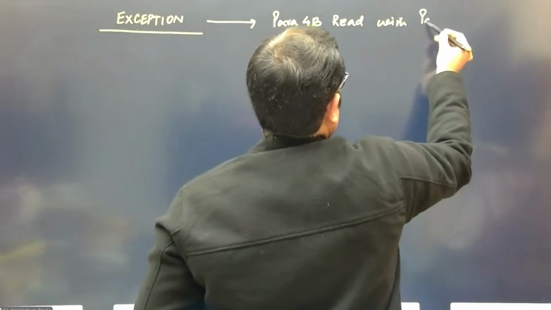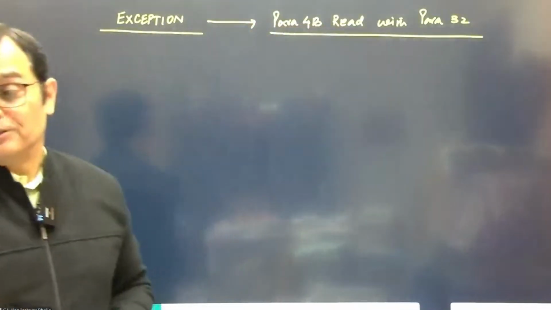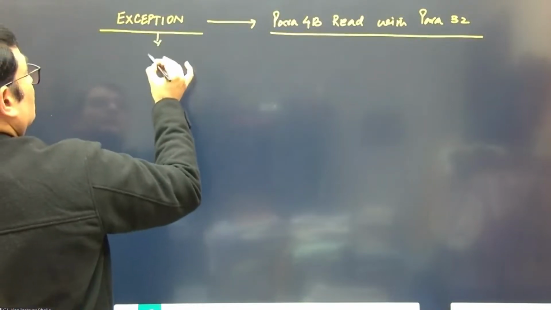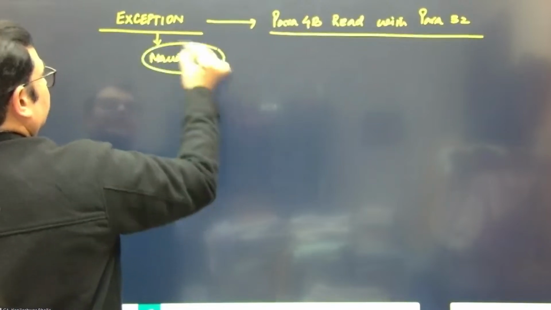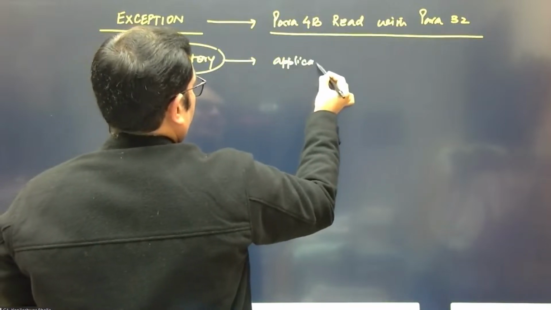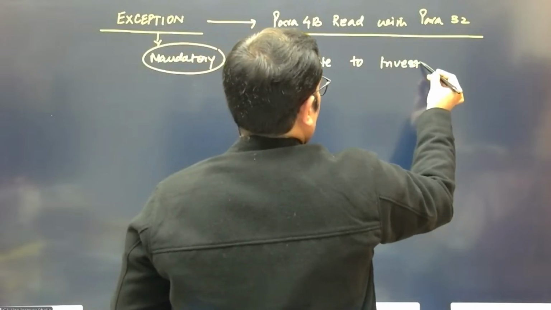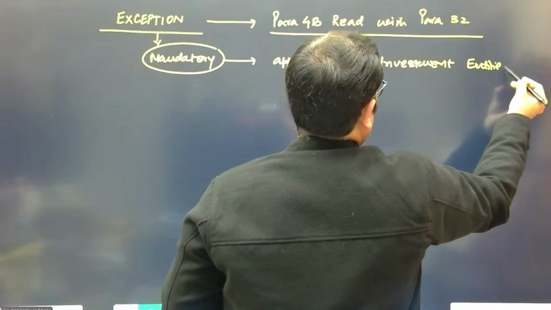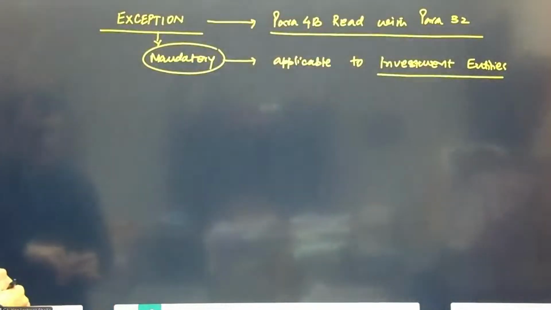So read with para number 32. I'm just giving you these paras for reference later, so that if you want to get more clarity in terms of thoughts, you can apply your minds. So this exception is something which is mandatory. That's one. This is mandatory, as we said. And it is applicable to investment entities. So we're looking at that this is going to be applicable to investment entities. At this stage, we're not considering what is an investment entity.